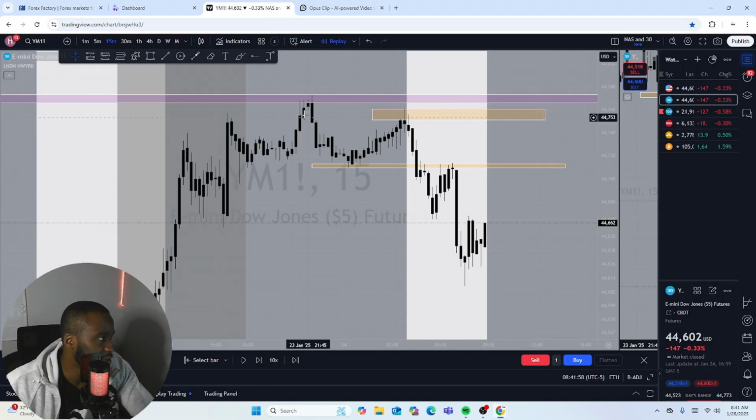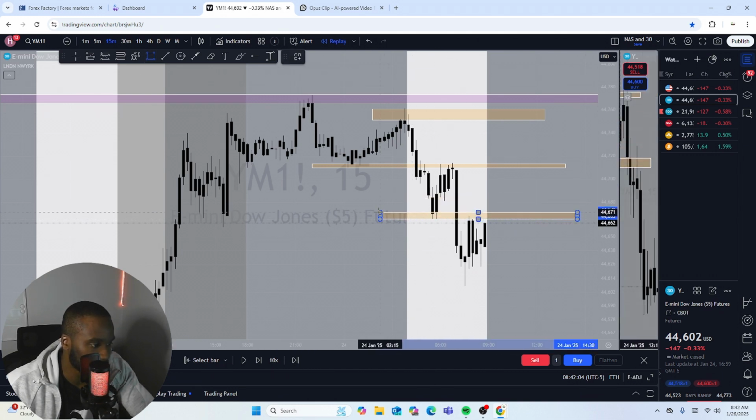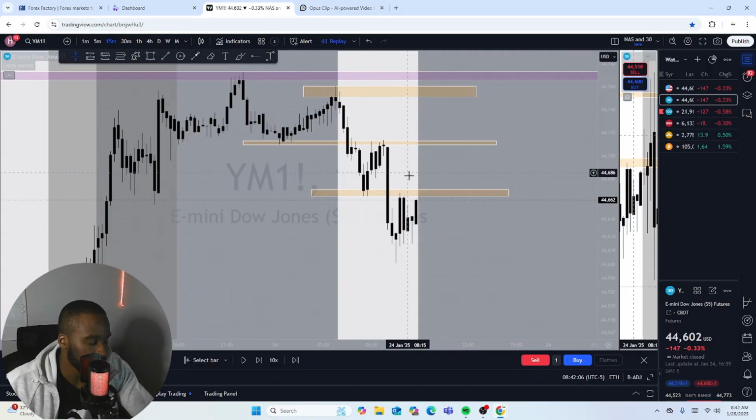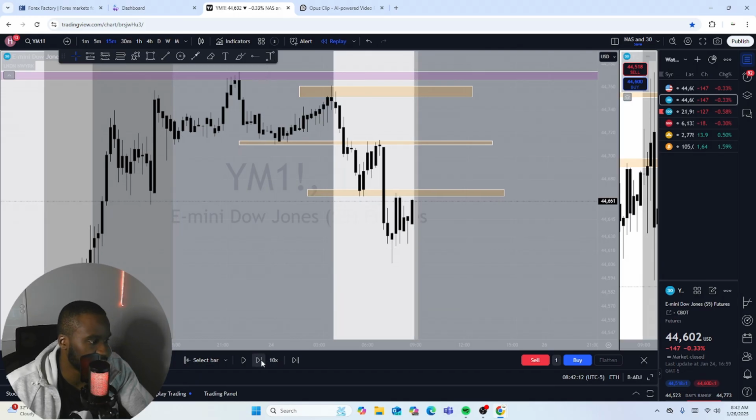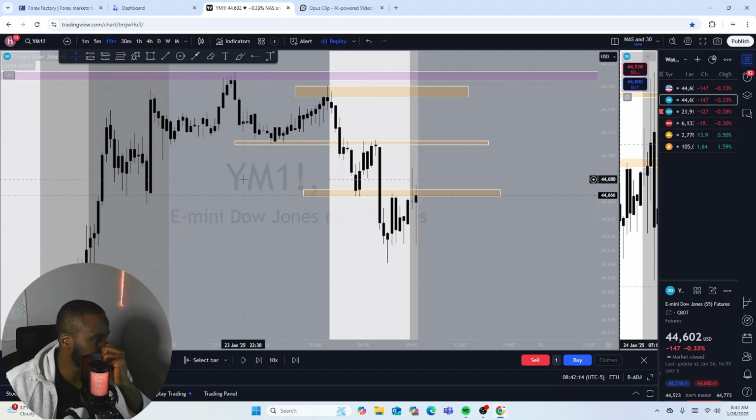I would draw this area of interest right here too, where we created a low. We could see price started rejecting off of it. Boom. I'll create that too. So let's drop down to the 50. Oh, we're already on the 15 minutes. Skip to 9:30 a little bit.